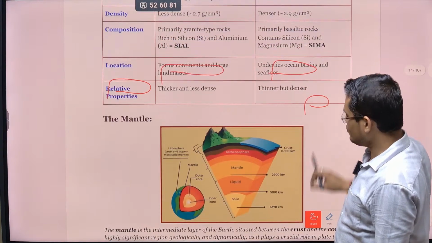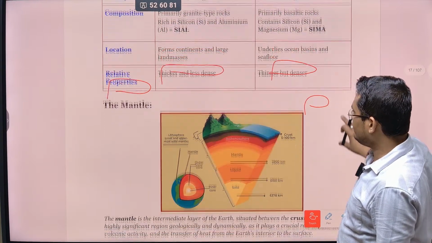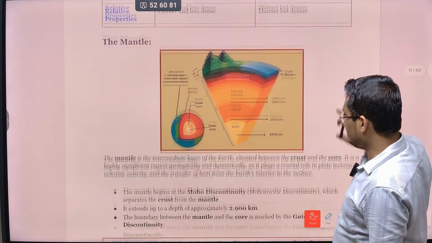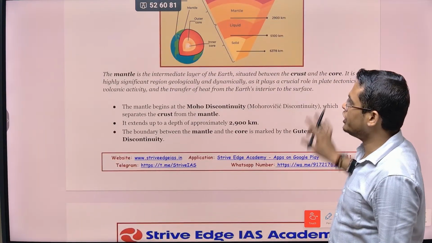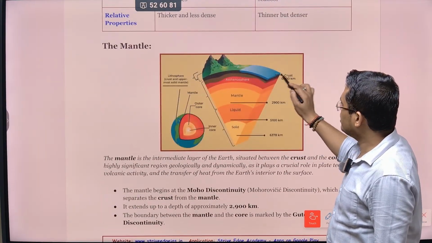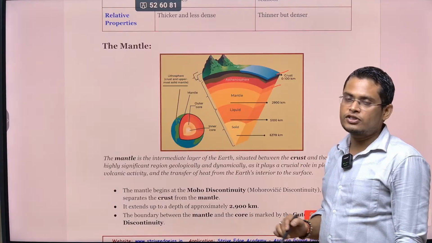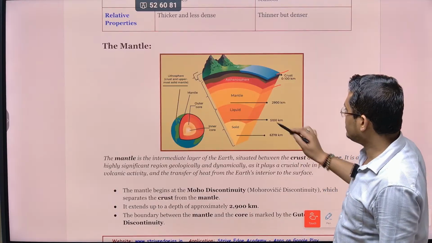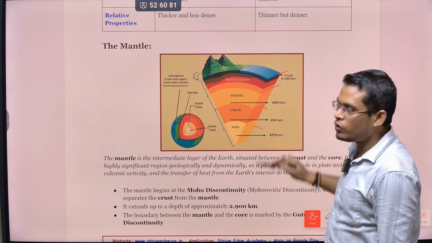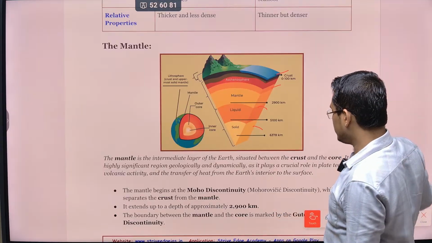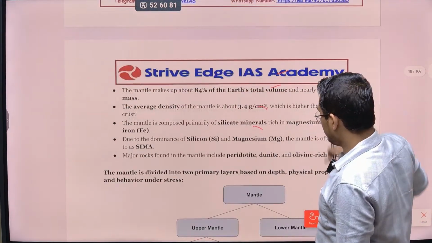This is what we have discussed so far, and then we have seen the mantle. There are multiple discontinuities. The discontinuity between the crust and mantle is called the Mohorovicic discontinuity, and the discontinuity between the mantle and core is called the Gutenberg discontinuity.